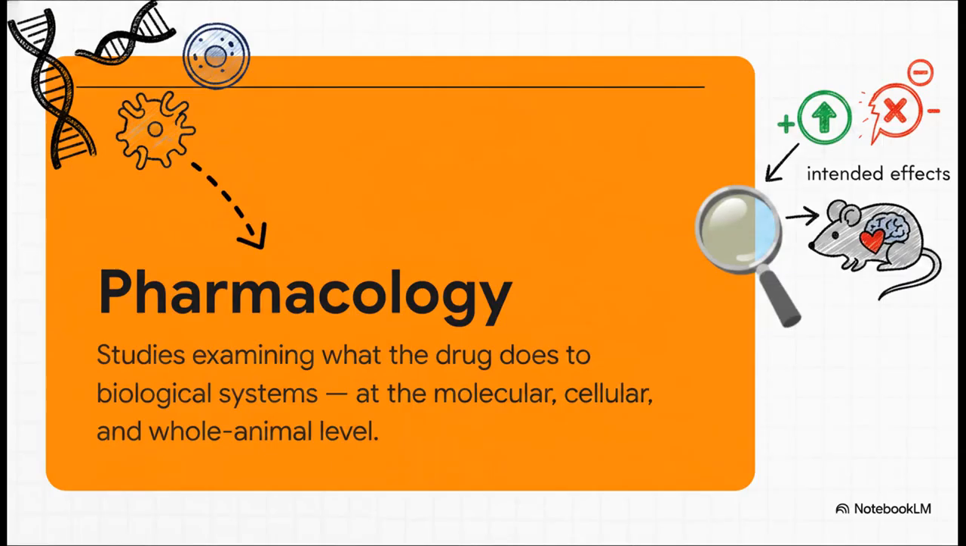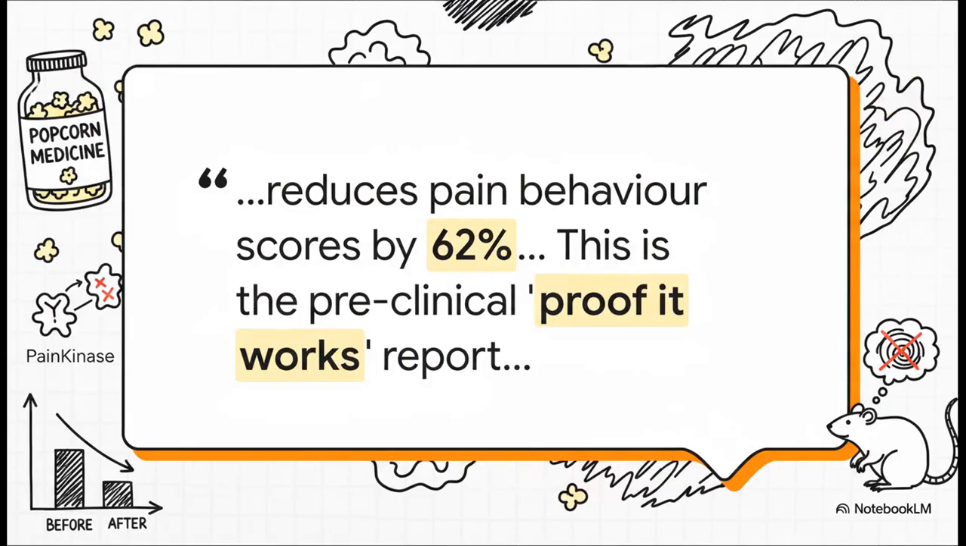So pharmacology is all about what the drug does to the body. We're looking at every level, from how it interacts with a single molecule all the way up to its effect on a whole living system. We look at the main effect, the thing we want it to do. That's called primary pharmacodynamics. But, and this is crucial, we also have to hunt for any other effects it might be having.